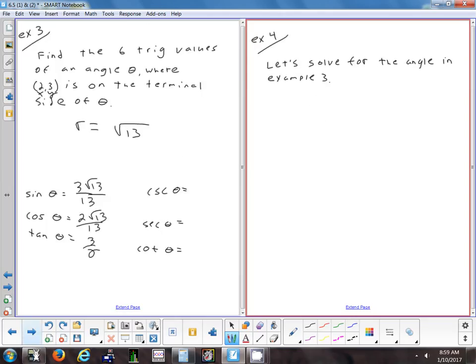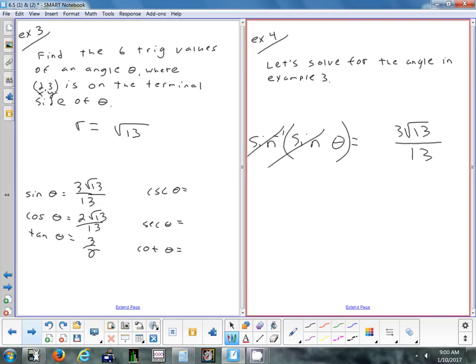So now, let's actually solve for the angle in example 3. Any one of these trig functions is enough information to do that. I'm going to pick sine, and I'm going to use that equation to solve for the angle. So I have sine of theta equals 3 root 13 over 13. And how would I get theta by itself here?